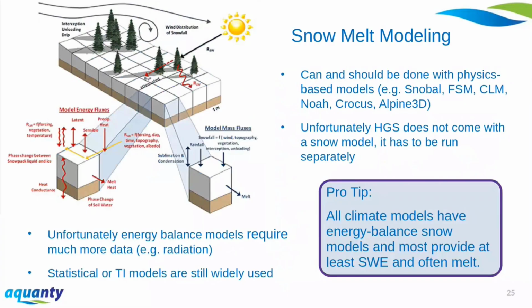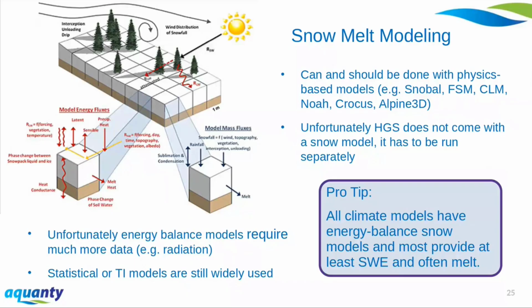So snow melt is more difficult because it happens at a very small scale, and you may have to model that yourself. If topography is not a major factor in your area of interest and you need snow, actually there's a tip I can give you. Most climate models, or all climate models, have energy balanced snow models, and they output snow melt and SWE. So you can actually use that if you don't want to do snow modeling yourself.